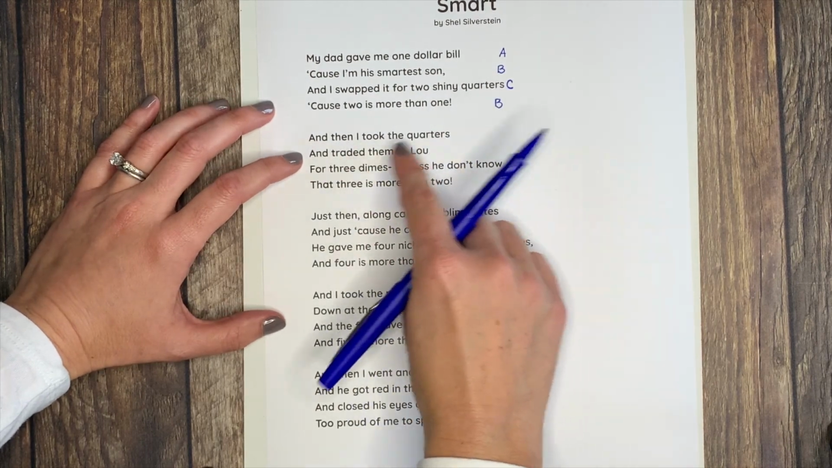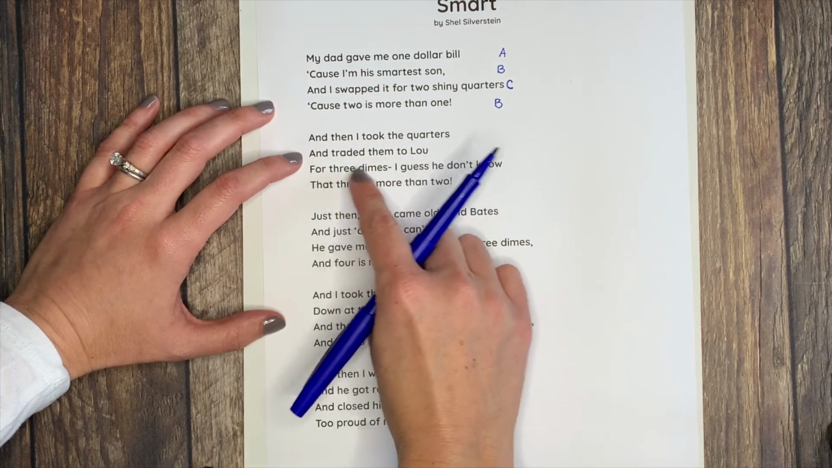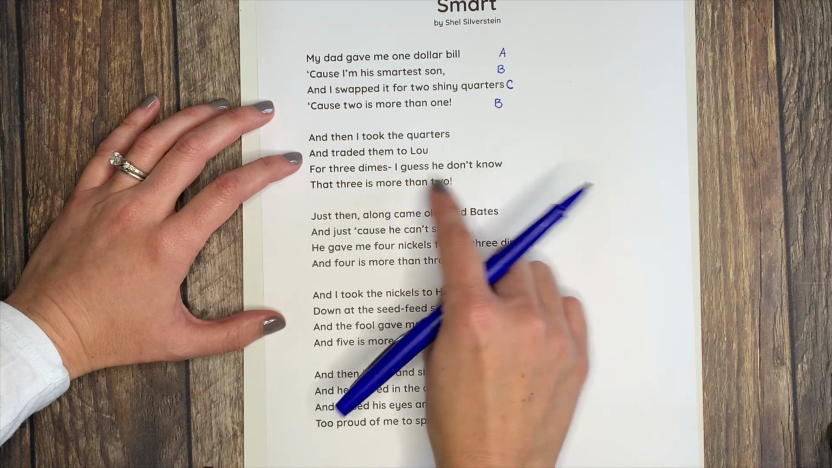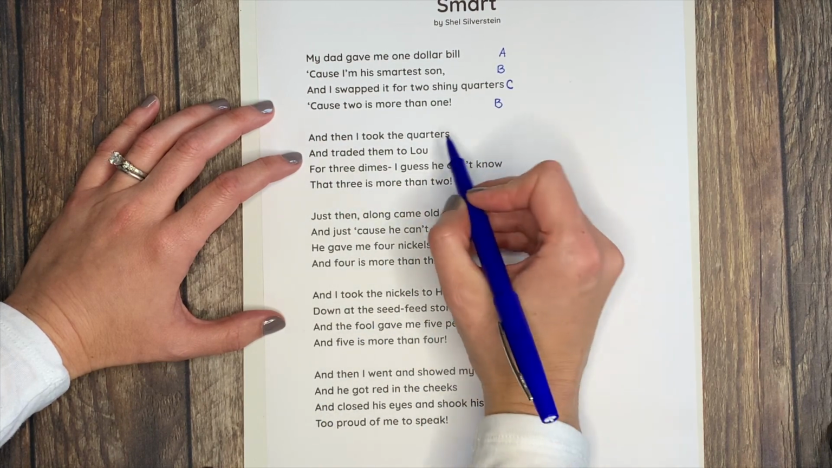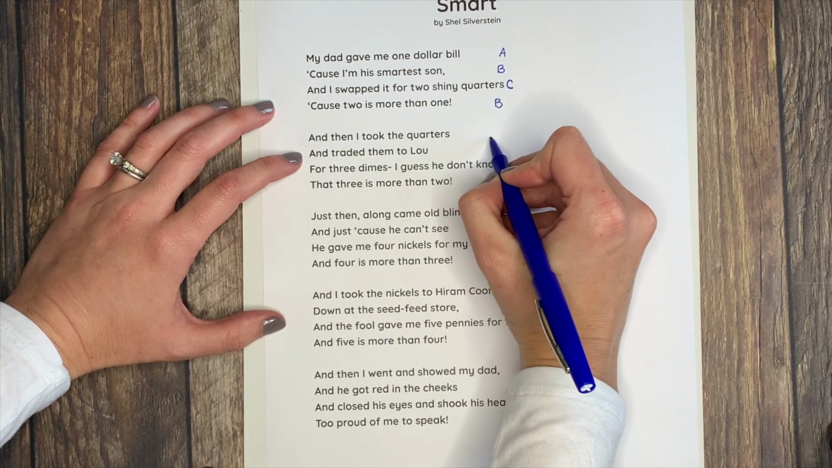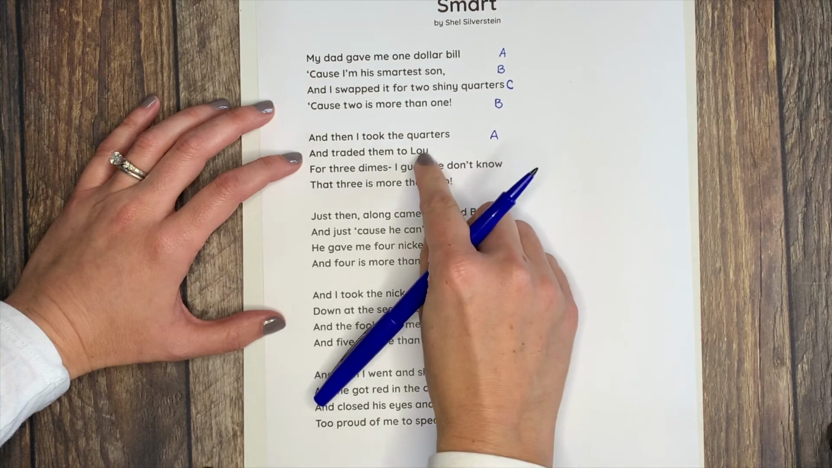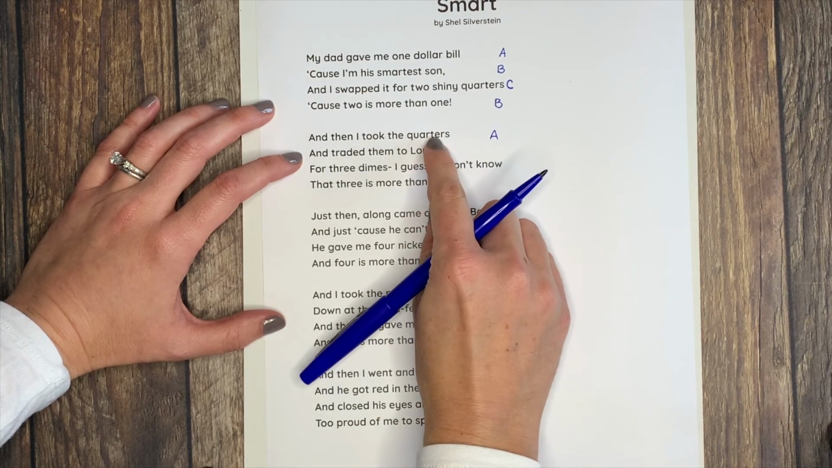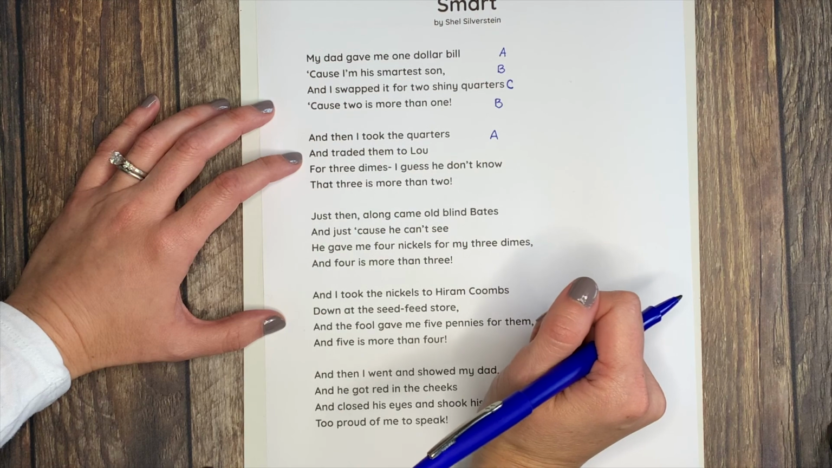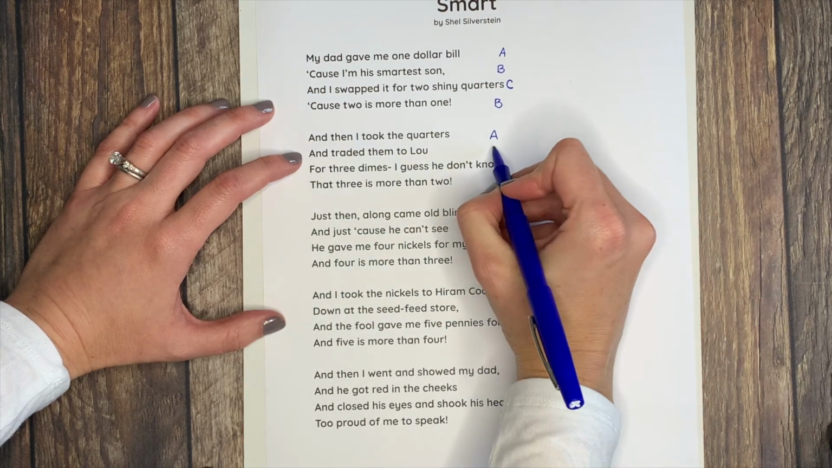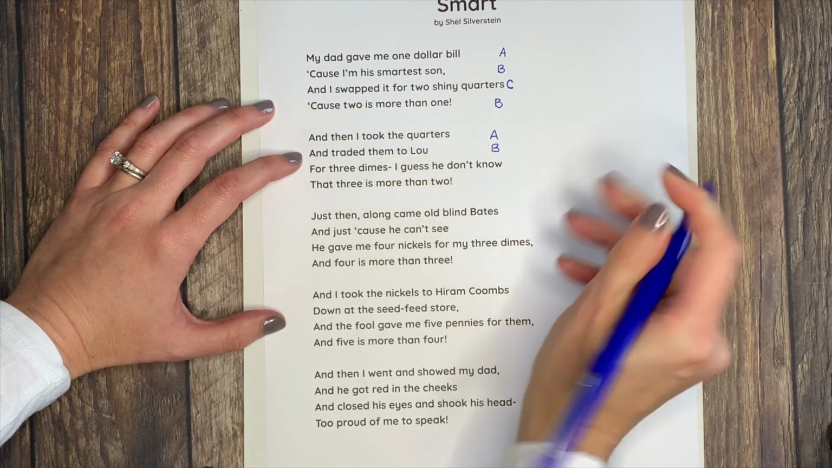And then I took the quarters and traded them to Lou for three dimes. I guess he don't know that three is more than two. All right, we'll start with quarters. Give that an A. Lou. Lou and quarters. Does it rhyme? I don't hear a rhyme there, so I'm going to give that a B.